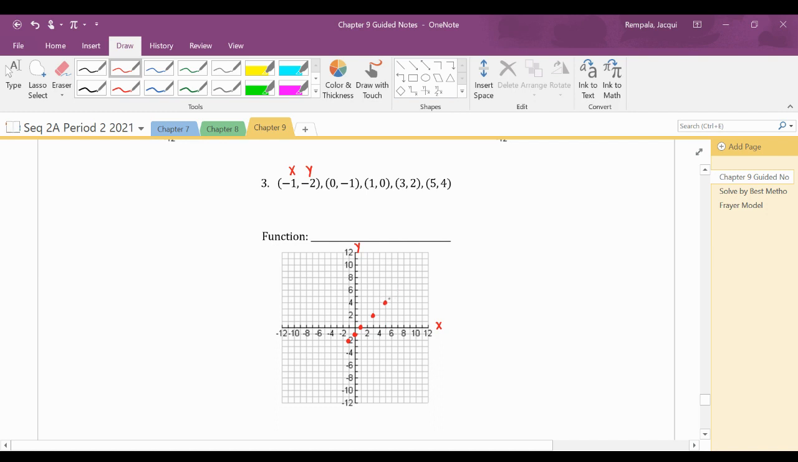Notice that these points are connecting and forming a line. That makes it a linear function. Okay, so anytime you're given ordered pairs, you're just plotting them and seeing what shape you have, and that will indicate your graph.